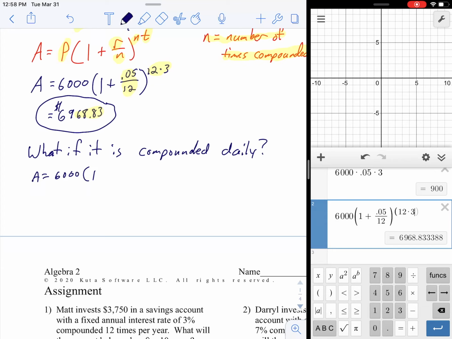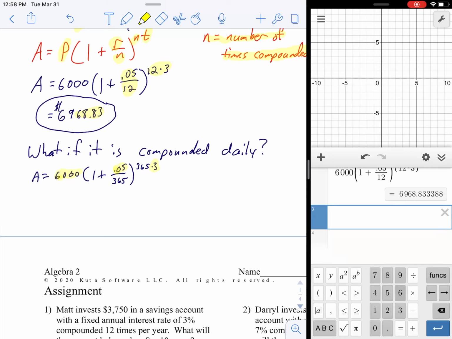$6,000, 1 plus 0.05 over. Now, 12 months in a year, how many days are in a year? It's 365. Okay, counting leap years, it works out to be 365.25, but we're not going to worry about that. We'll just call it 365 days per year. So this is the same exact loan information, $6,000 loan, 5% interest, 3 years. This one's just compounded differently.